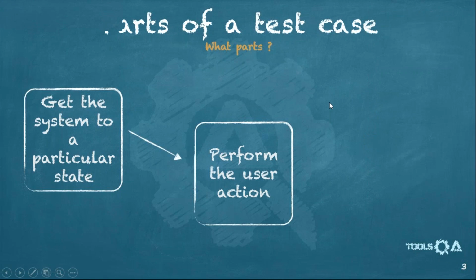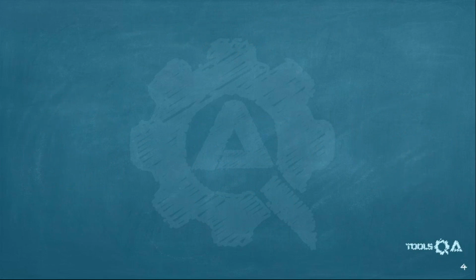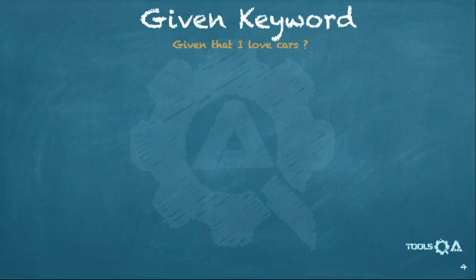Then you will perform the user actions that are required, and after that you will perform your validation step, right? So these are the three steps that form a test scenario. A test, yeah, basically forms a test scenario. So with this idea of the different parts of your test, let us look at the given keyword.